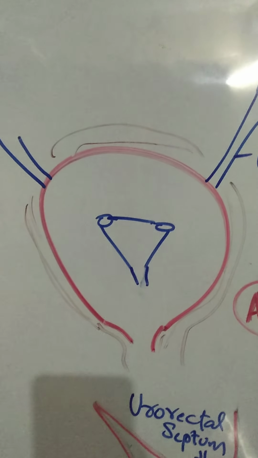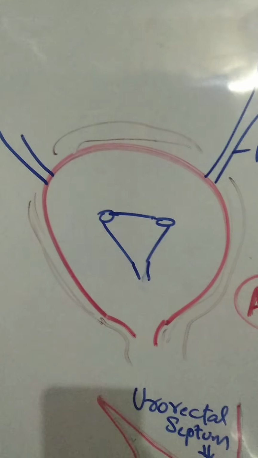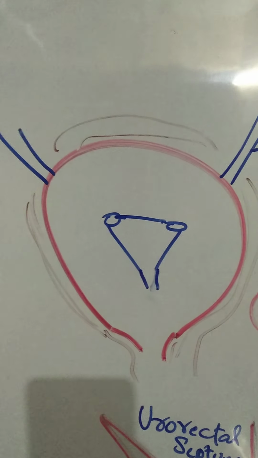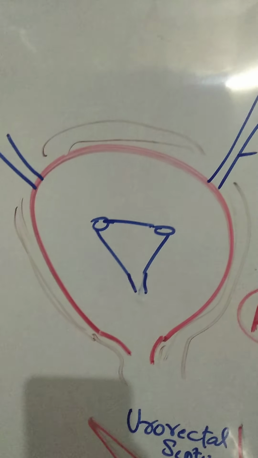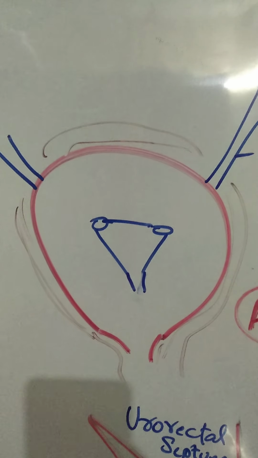The connective tissue framework and the musculature of the urinary bladder, which is nothing but the smooth muscle of the detrusor muscle, is developed from the splanchnopleuric layer of lateral plate mesoderm.